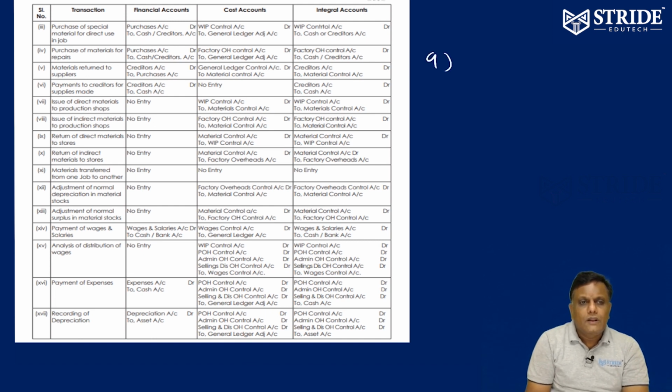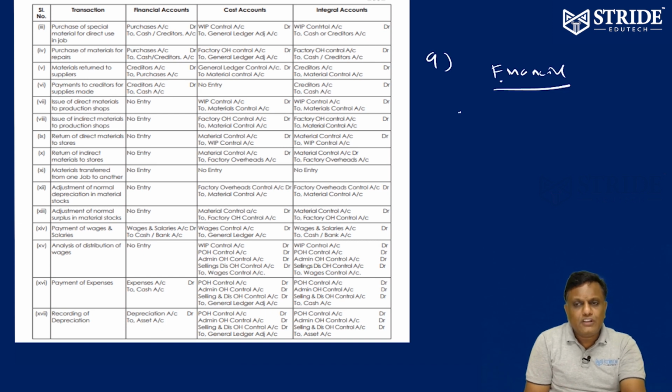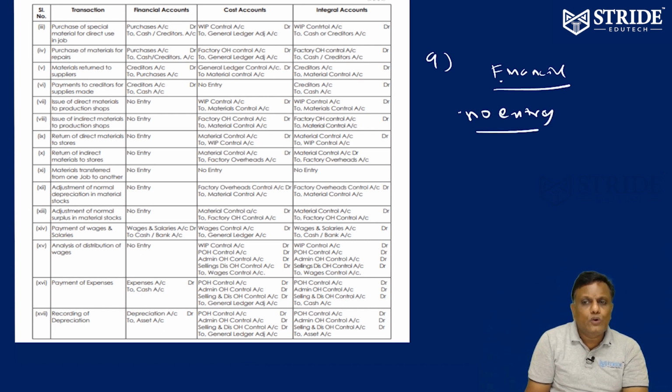Number 9. Return of direct material to store. Again, this is an interdepartment transfer from production to stores control. There is no outside agency involved. There is no entry in financial. Cost control: reverse entry. What is the reverse entry? Direct materials are issued means WIP to material control. Now they are returned, coming back to stores. So, material control account debited.